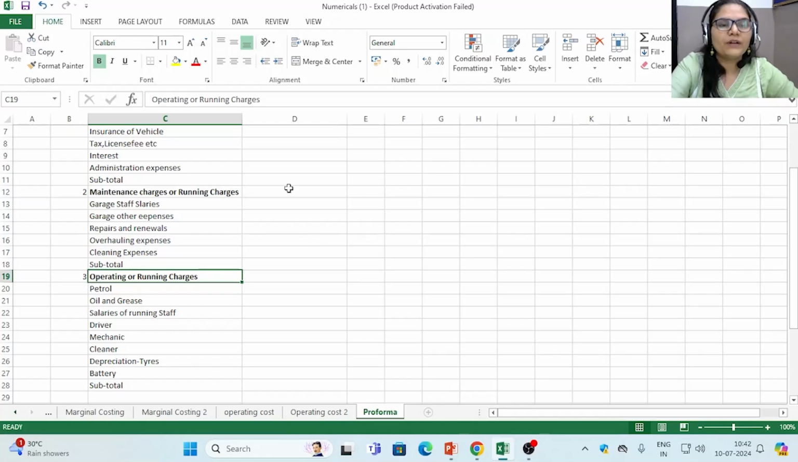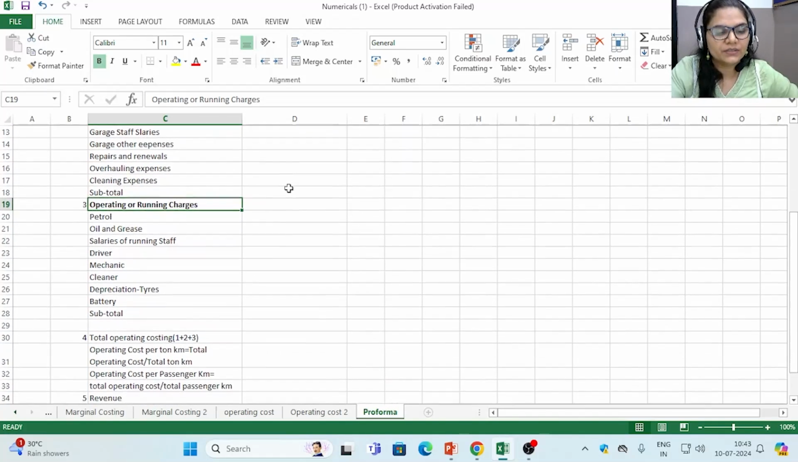Next is operating or running charges. Operating or running charges are those expenses incurred on running the vehicles or keeping the vehicles in mobility. It means that if the vehicle stands still or does not operate any day, then these expenses will not be incurred. These expenses of each vehicle may vary day to day, for example cost of petrol, oil and grease, driver, mechanic, cleaner, depreciation, tires, battery and all, because these are incurred on running the vehicles or keeping the vehicles in mobility. These are called your running charges.